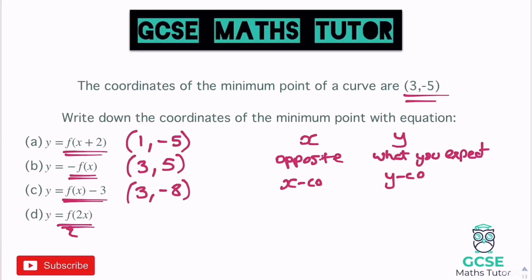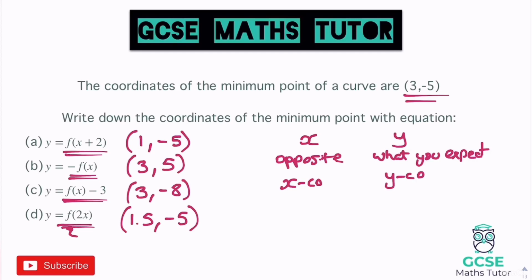That's the opposite of timesing by 2, which is dividing by 2. So instead of it being 3, it would be 1.5, and it doesn't affect the y coordinate, so it would be -5. There you go. So obviously lots of different variations of this. You could be asked to draw the graph as well, but you can always just take this approach: pick a coordinate on the graph and see how it actually changes the coordinate.